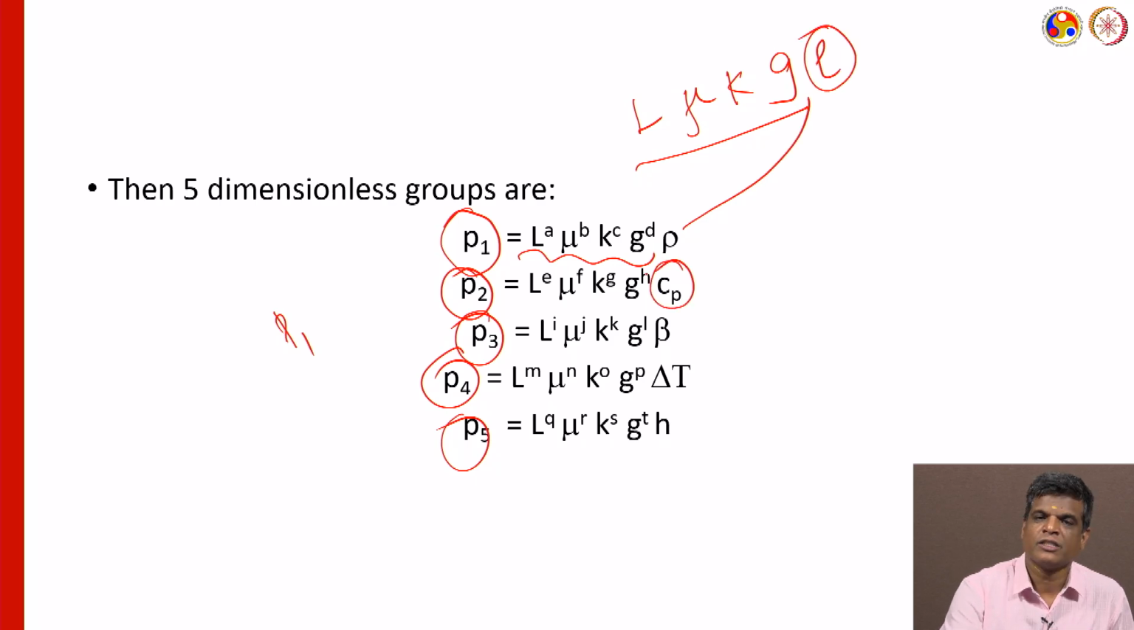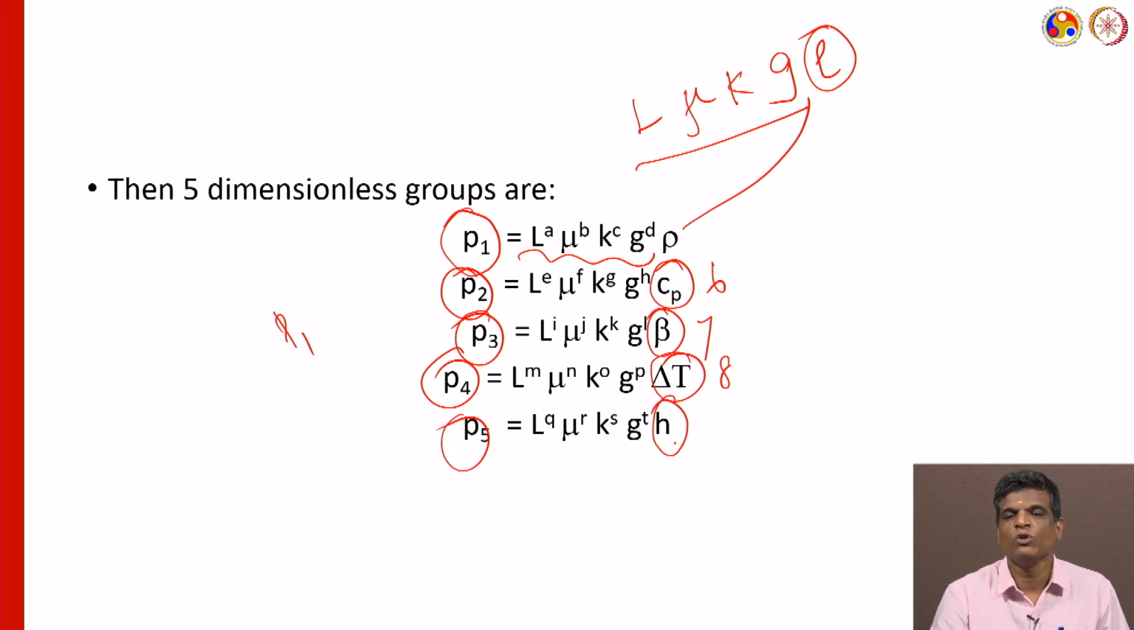Then Cp, the specific heat capacity, is the 6th one. The beta volume expansion coefficient is the 7th one. Delta T is the 8th one. The heat transfer coefficient, which we normally use for the convection part, H, is the 9th variable. But these are the main core variables here.